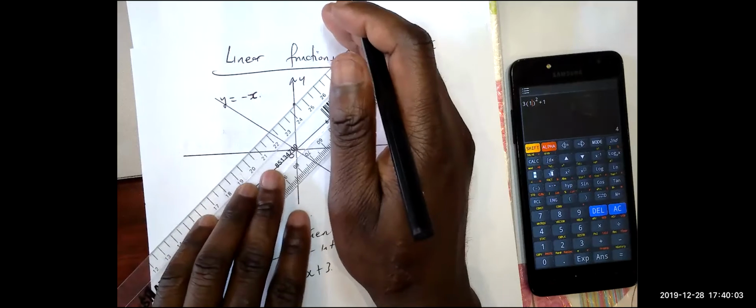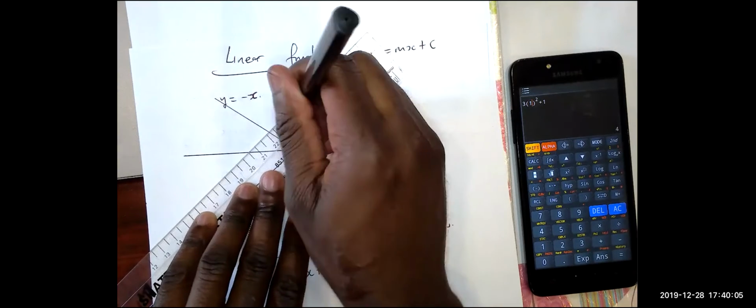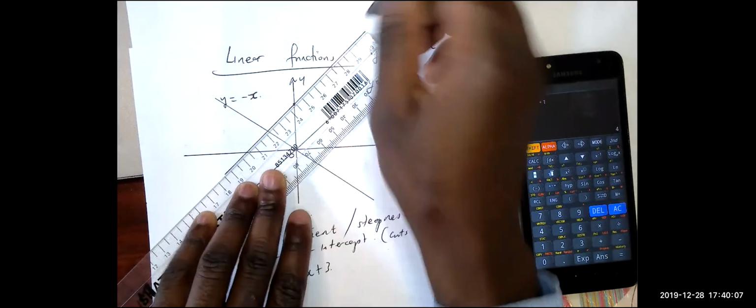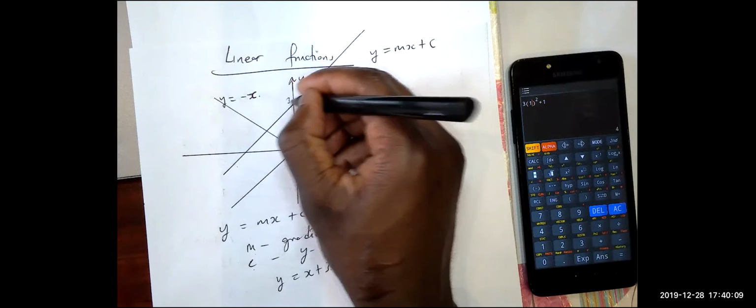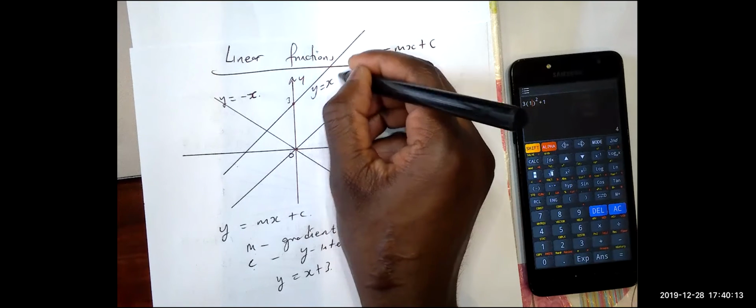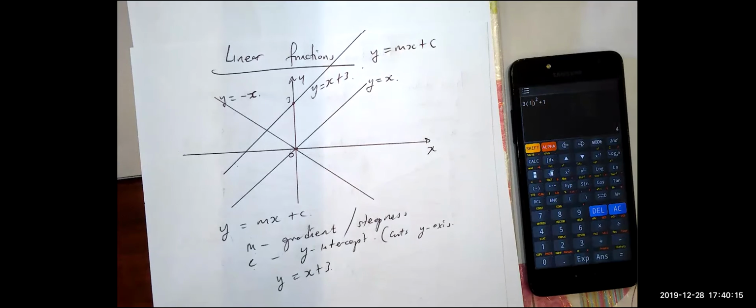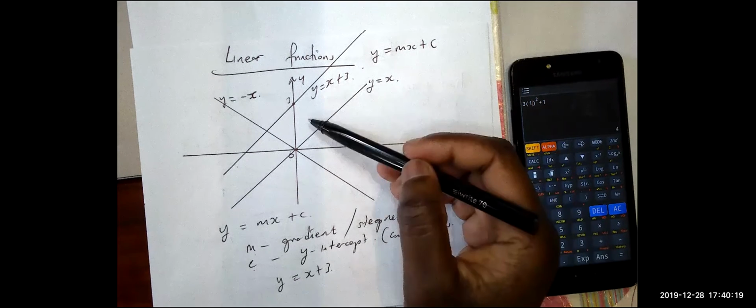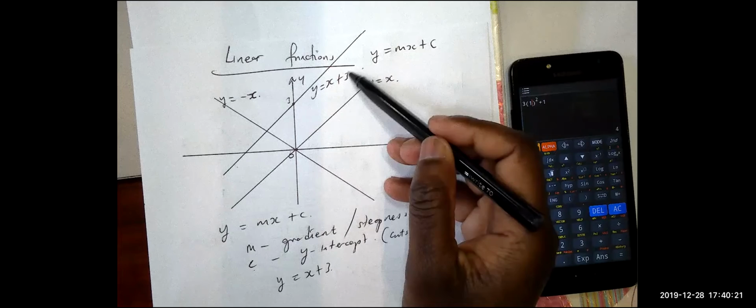So what you'll do, it will be like this. This is 3, let's write 3 there. This is y equals x plus 3. That's what we have there. So that's what you need to remember there only. Now, you know that my c is a vertical shift.